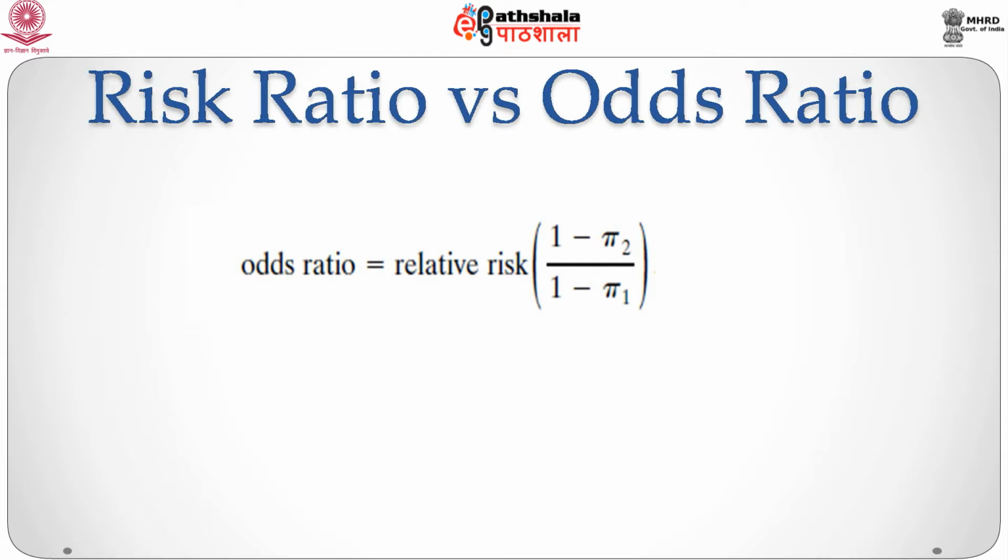But there is also another situation where, even though not exactly identical, they are almost identical. This happens when the events are very rare, so that pi 1 and pi 2 are very close to 0, and 1 minus pi 1 and 1 minus pi 2 are equal to 1 for all practical considerations. In this case, the odds ratio is almost equal to the relative risk.